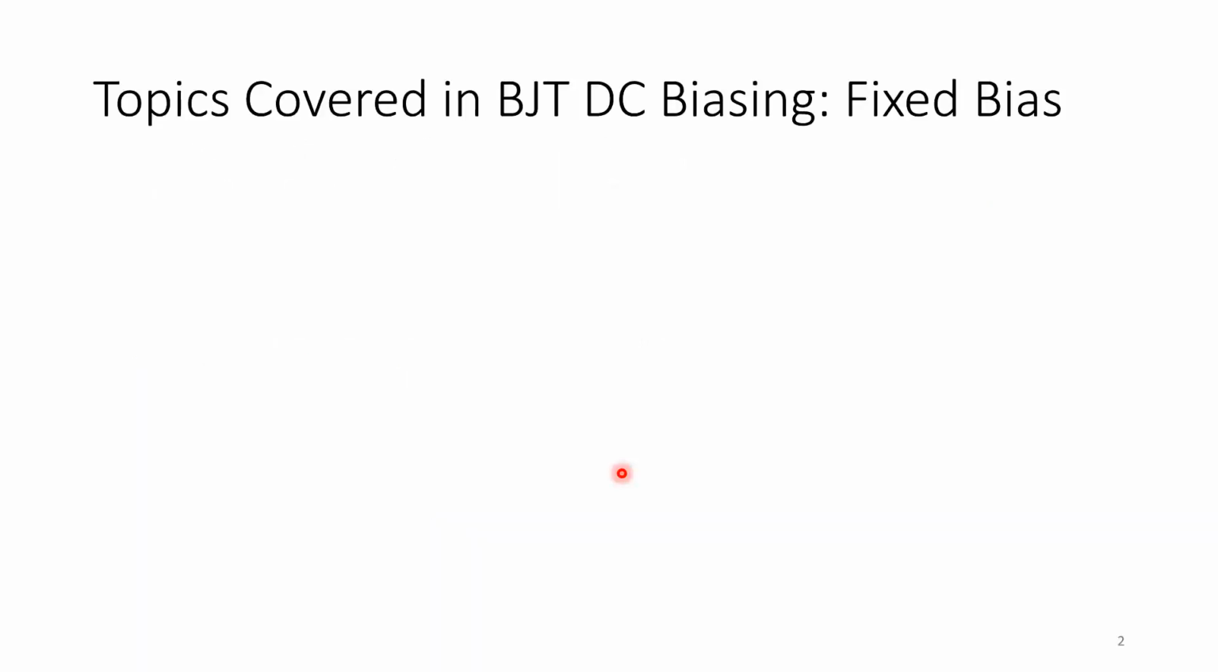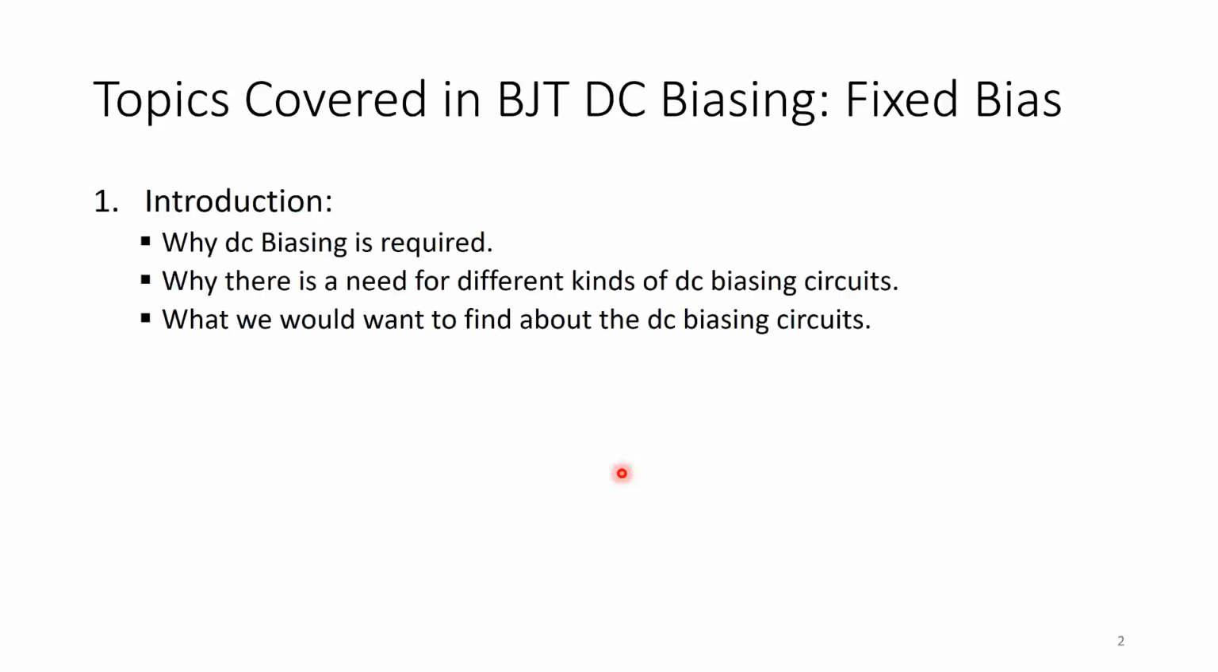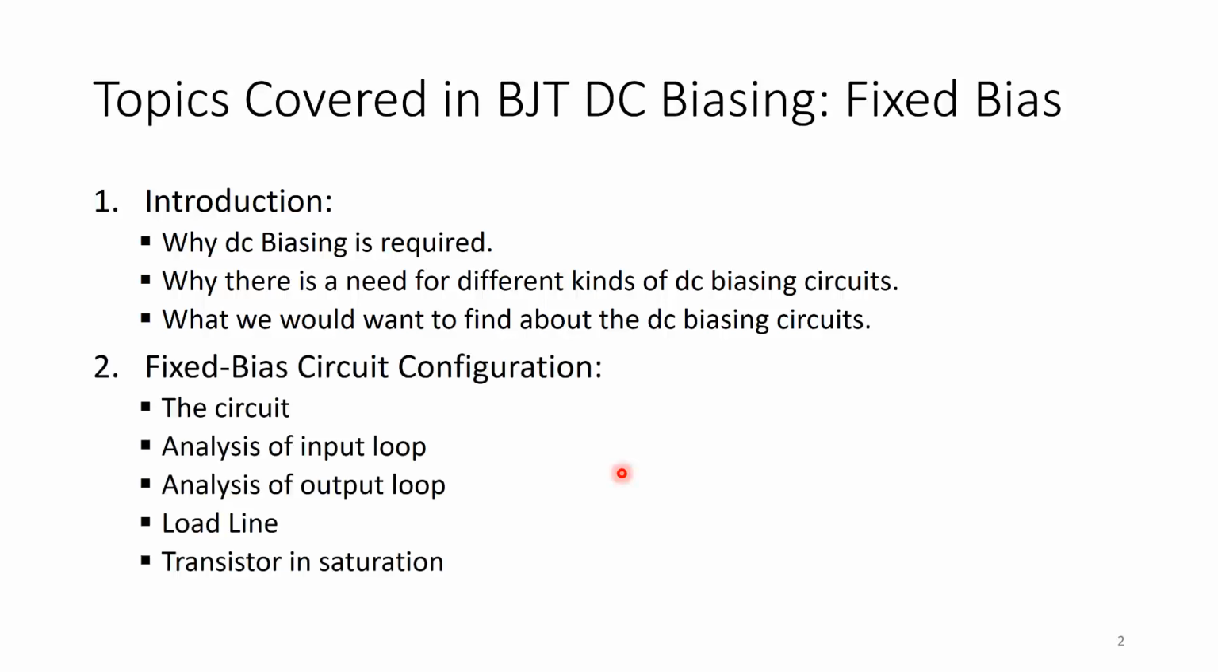Topics covered in BJT DC biasing, fixed bias for this slide: first we're going to have a look at the introduction. The introduction aims to give my students an appreciation of why DC biasing is required in the first place, why there is a need for different kinds of DC biasing circuits, and what we want to find out from the design of the DC biasing circuits. Then we look at the simplest DC biasing circuit, which is the fixed bias circuit configuration: the circuit, the analysis of the input loop, analysis of the output loop, load line, and transistor in saturation.